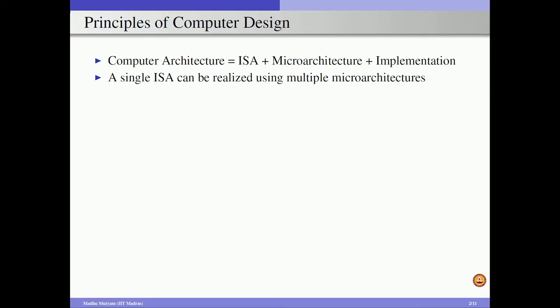For example, the Intel Xeon processor and the AMD Opteron processor use the same ISA, the 64-bit x86 ISA. So that says that based on the application requirements, we come up with the functional requirements and we fix our ISA. But after fixing the ISA, we need to come up with an efficient microarchitecture, because there are multiple microarchitectures you can realize for a given ISA.